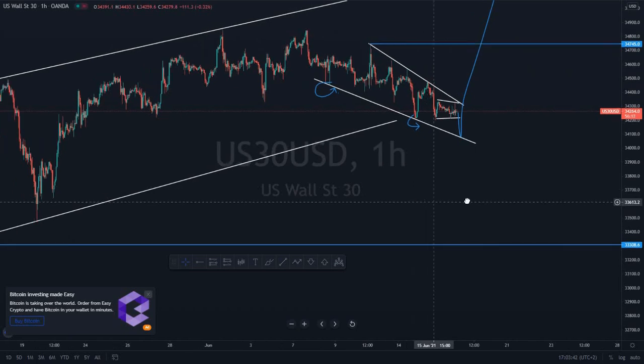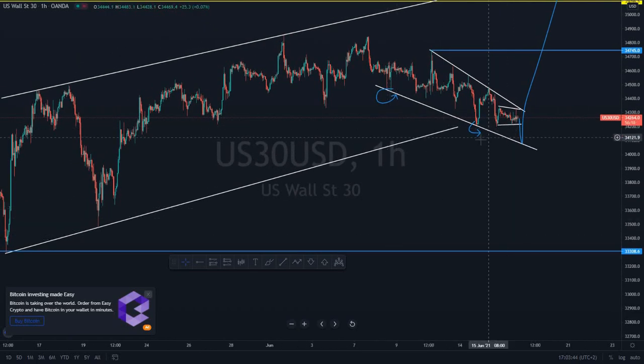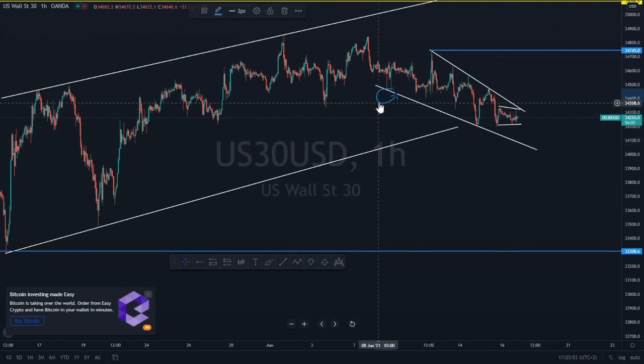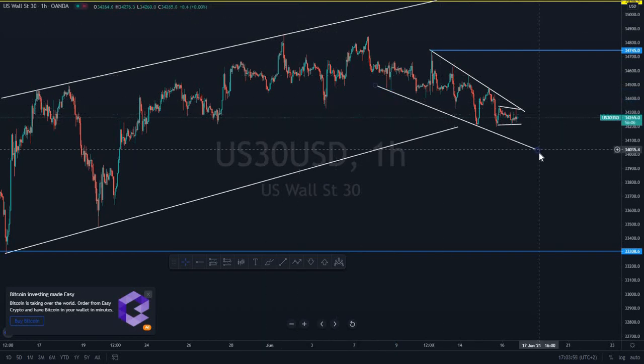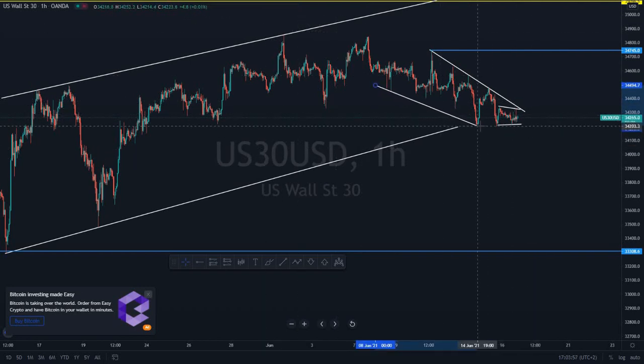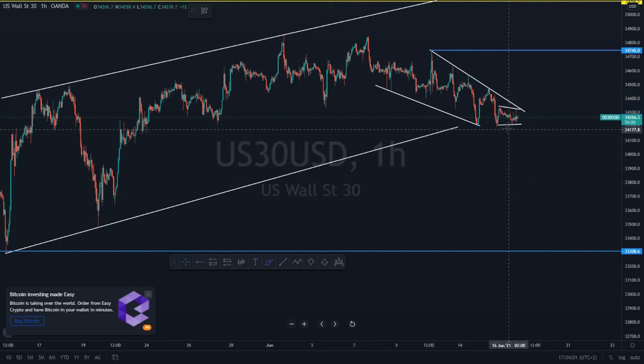So I'm still looking forward to seeing that sell, and for me to take that sell, I just need to see this thing breaking out here, or just place a sell stop below the structure here. Just take a risk.